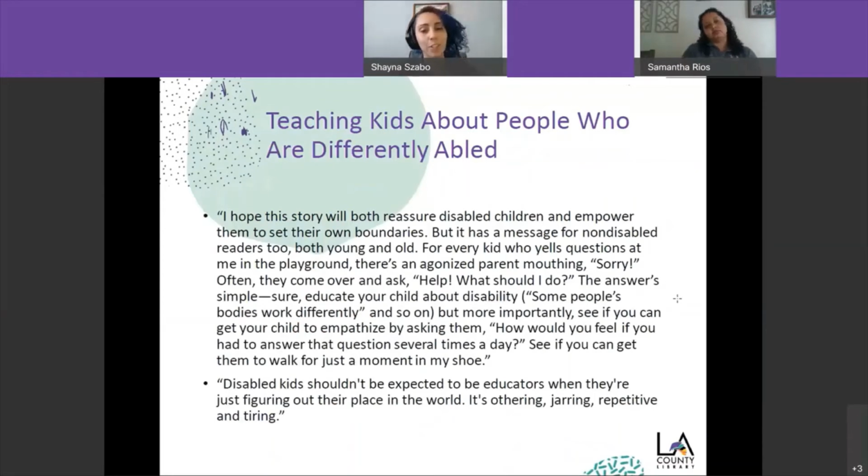I hope this story will both reassure disabled children and empower them to set their own boundaries, but it has a message for non-disabled readers too, both young and old. For every kid who yells questions at me at the playground, there is an agonized parent mouthing, sorry. Often they come over and ask, help, what should I do? The answer is simple. Sure, educate your child about disability. Some people's bodies work differently, and so on. But more importantly, see if you can get your child to empathize by asking them, how would you feel if you had to answer that question several times a day? See if you can get them to walk for just a moment in my shoe. Disabled kids shouldn't be expected to be educators when they're just figuring out their place in the world. It's othering, jarring, repetitive, and tiring.